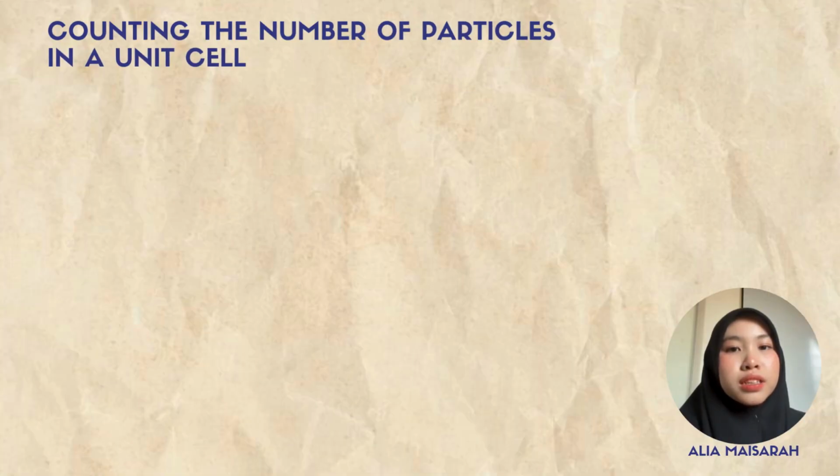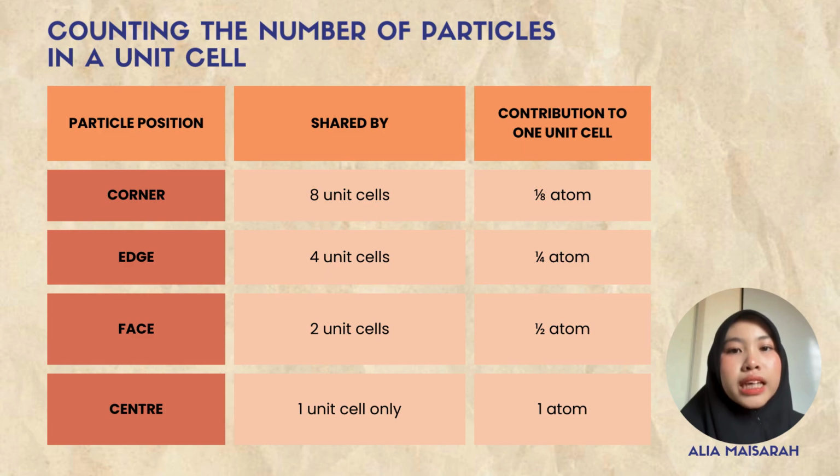To determine the actual number of particles in a unit cell, the contribution of each particle must be calculated based on its position. Particles at the corner are shared by 8 unit cells, thus contributing only 1/8 of an atom to a single cell. Particles located on an edge are shared by 4 unit cells, providing a 1/4 contribution. Those situated on a face are shared by 2 unit cells, contributing 1/2 of an atom. Finally, a particle at the center is not shared and contributes 1 full atom to the unit cell. These values are essential for calculating the total atomic occupancy within different crystal structures.